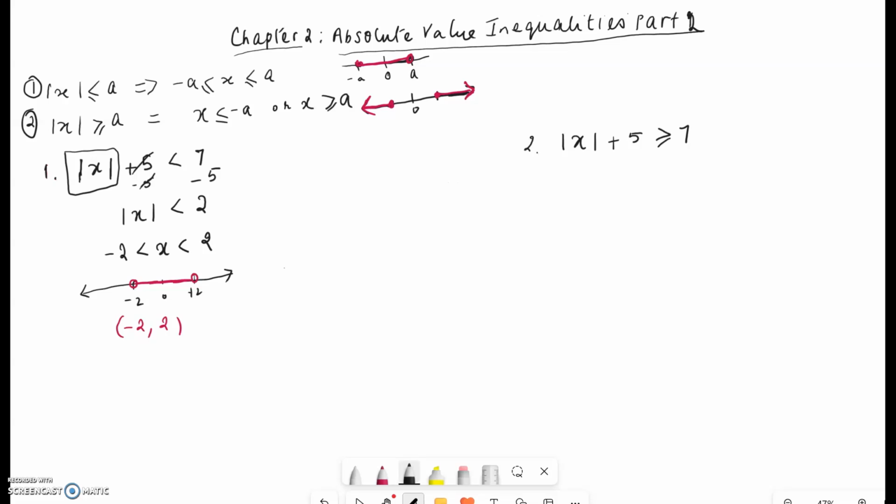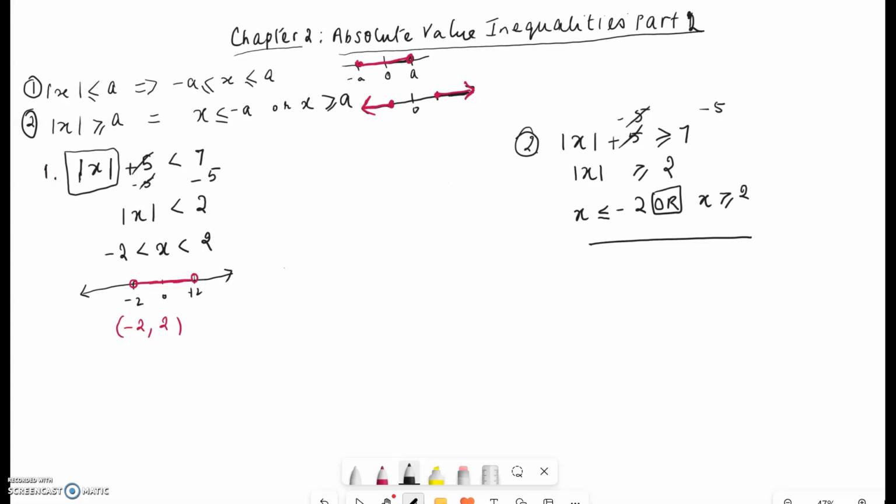Let's look at the next problem. Here again, we solve for absolute value of x. We subtract 5 on both sides. So x is greater than or equal to 2. Now look at rule number 2 here. If absolute value of x is greater than or equal to 2, then x is less than or equal to -2, or x would have to be greater than or equal to 2.